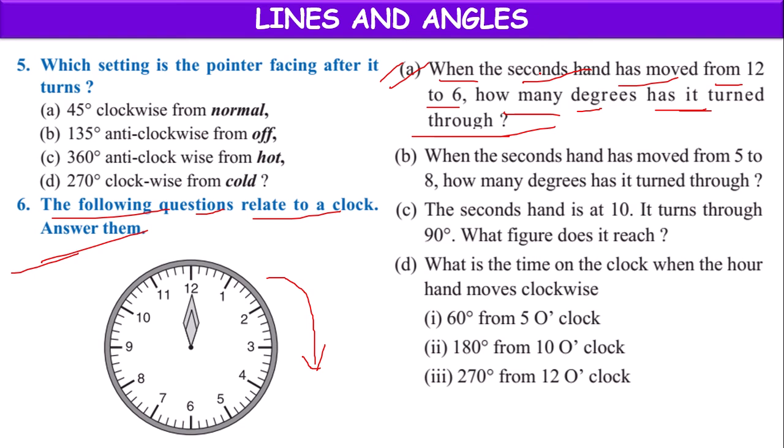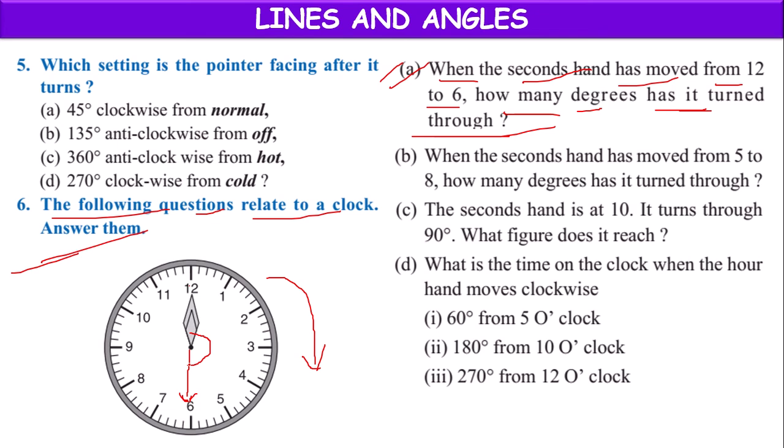When the seconds hand moves from 12 to 6, the second hand from here has moved to 6. Then how many degrees has it turned through? Here they have given only one hand. If it is at 12 and moving to 6, the total angle it is making is equal to 180 degrees.